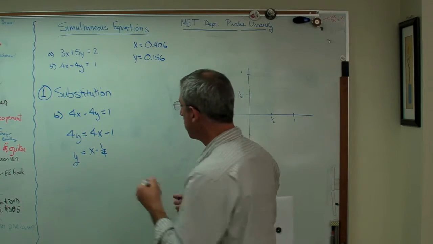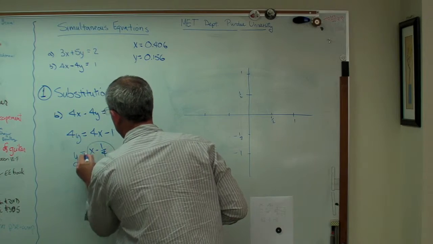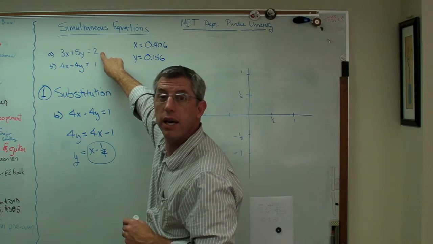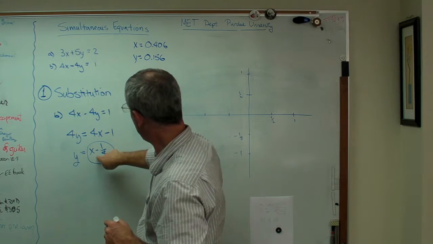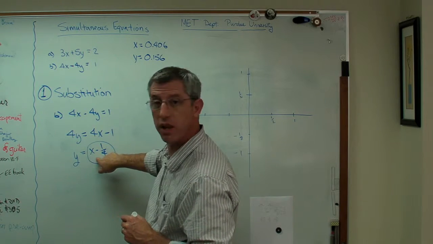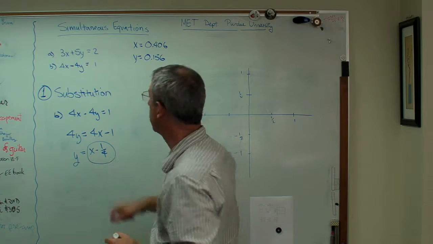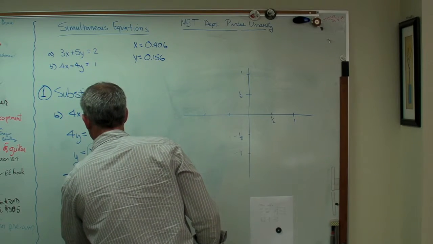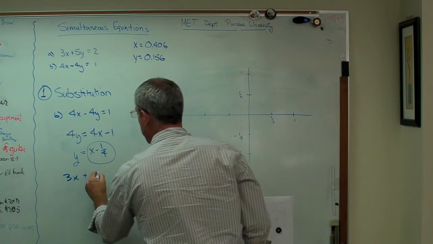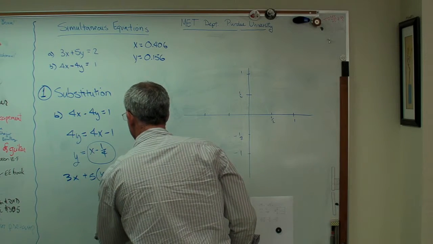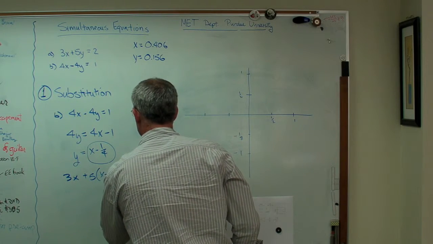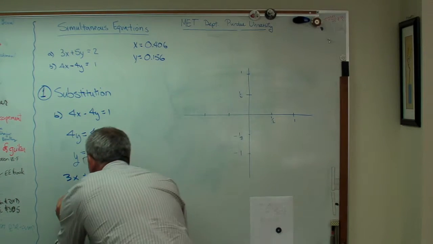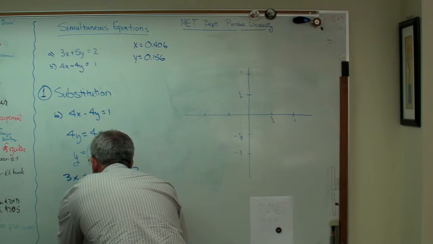Now, the nice part about this is I have y in terms of x. What I can do now is go to this equation. Everywhere I see a y, I'll put that in because y and this thing in the circle are the same thing. So if I do that, I'll say 3x plus 5 times everything in there equals 2. So let's expand this out a little bit.